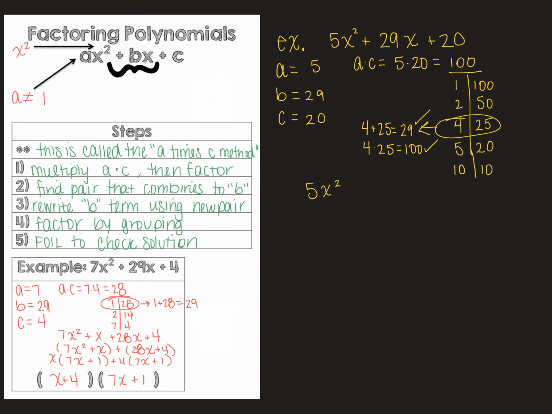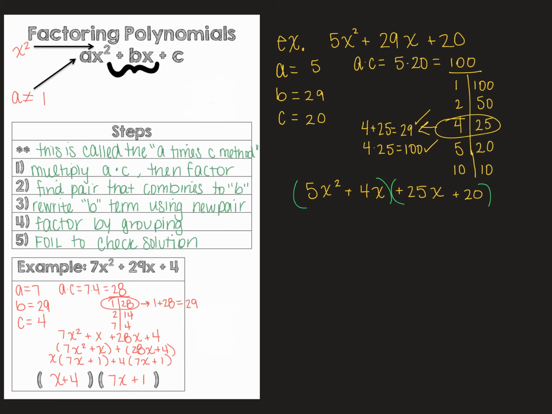When we rewrite, we're going to break it up. Our first term stays the same. Now we use our new pair. So we're going to do plus 4x, plus 25x, and then plus 20. So that's just our original problem. But the only thing is, instead of writing this as 29x, we break it up. We write it as 4x plus 25x. Now we group. So you throw parentheses around your first two and your second two.